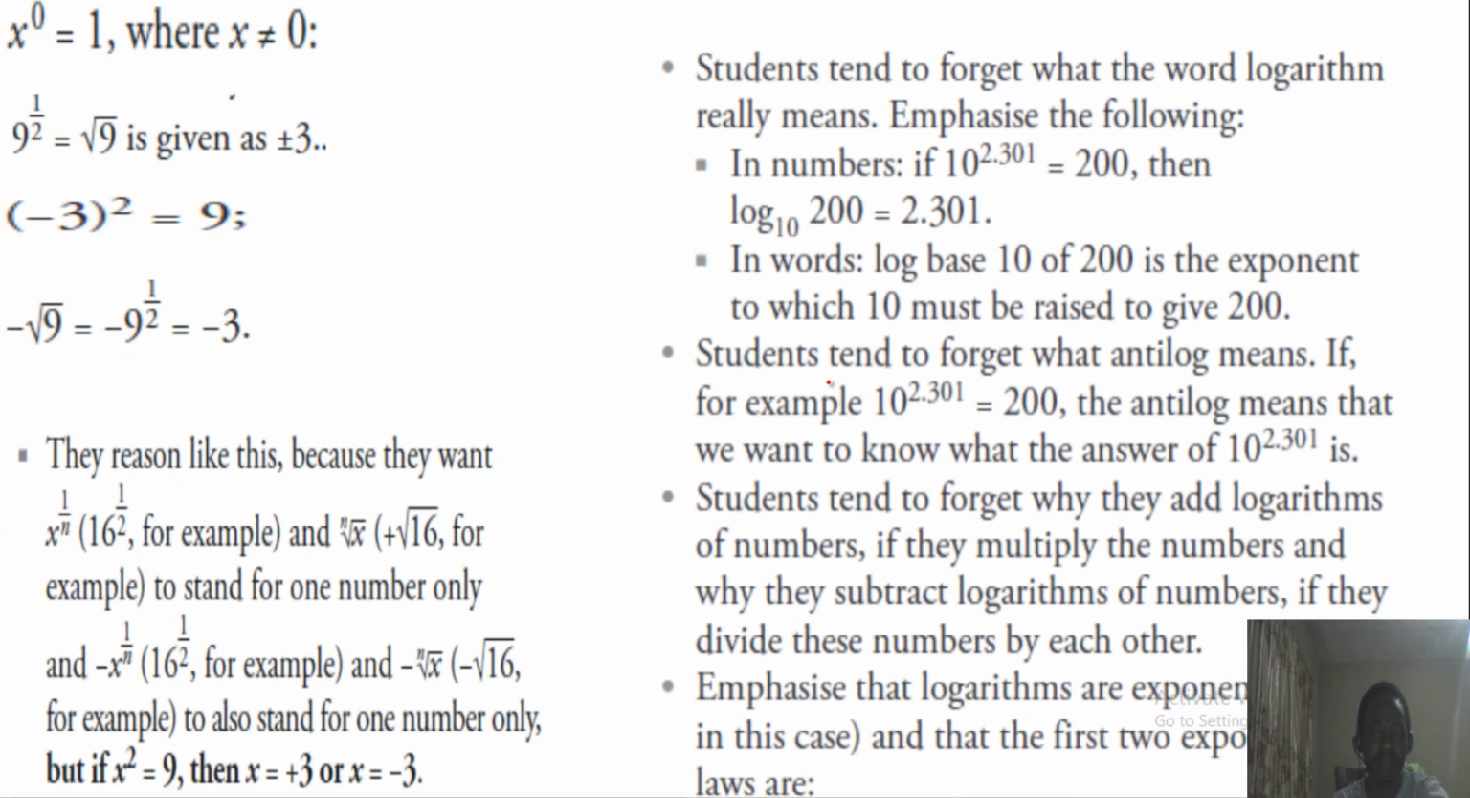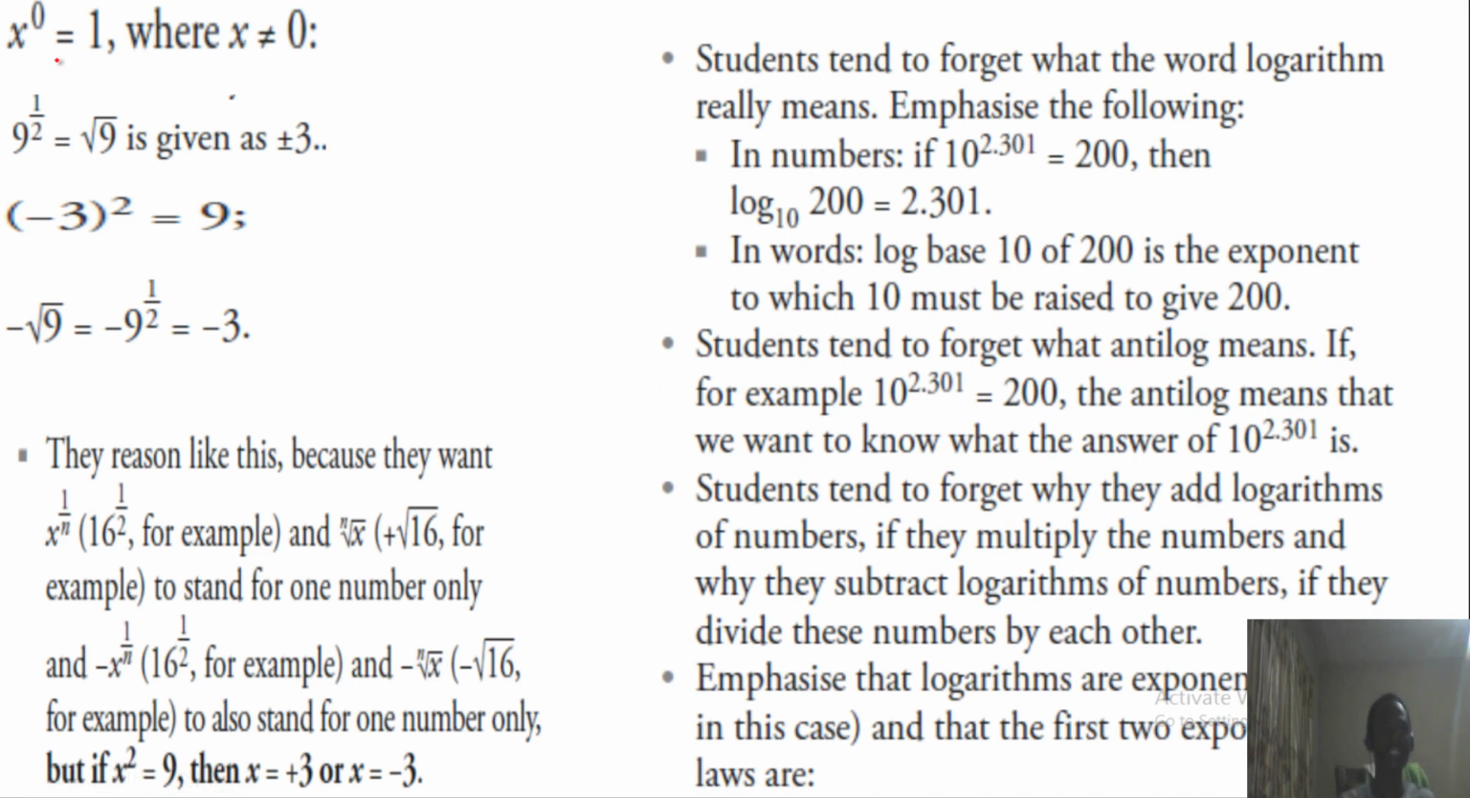The first thing is anything raised to power 0 will give you 1, where s is not equal to 0. You can't have 0 raised to power 0 giving you 1, no. But if it is 5 raised to power 0, or s raised to power 0, automatically it's going to give you 1.